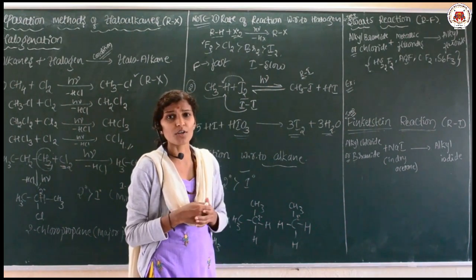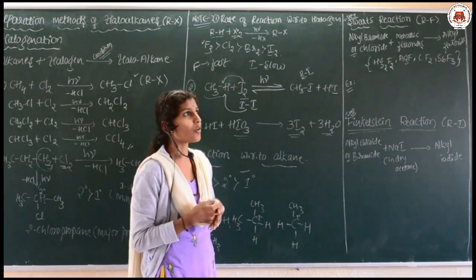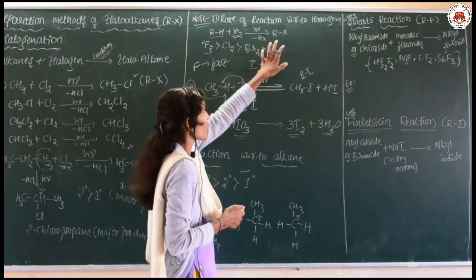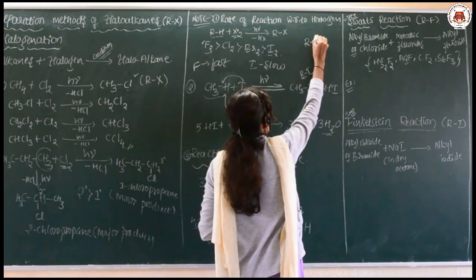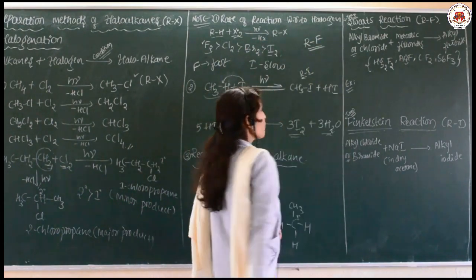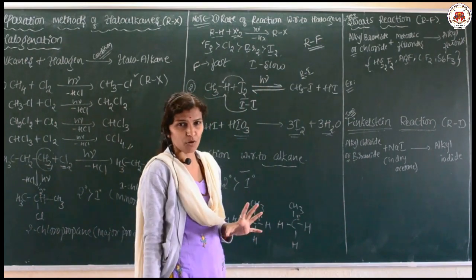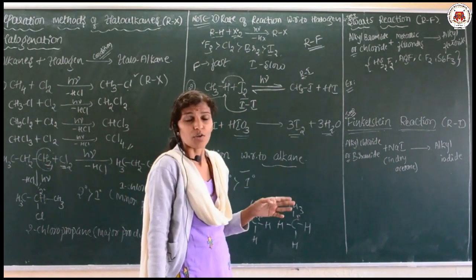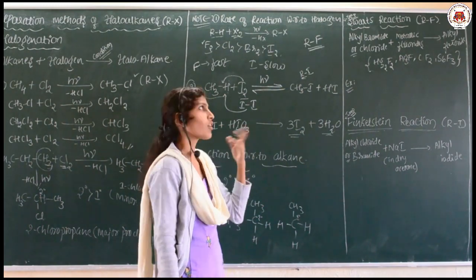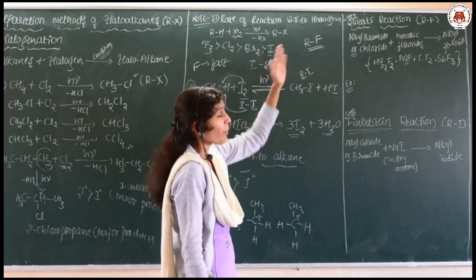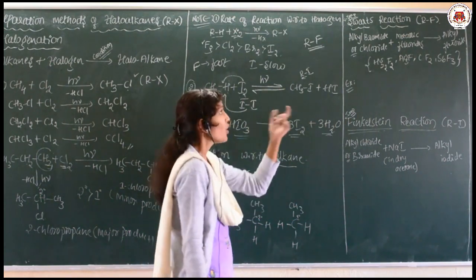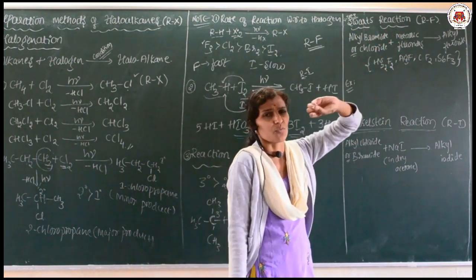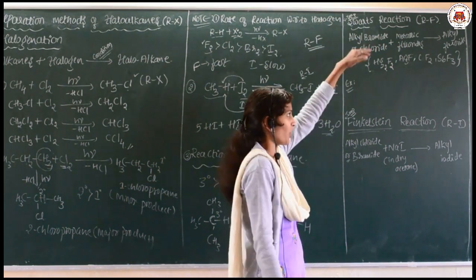So in order to control it, and in order to prepare RF compounds, we follow another method. Because fluorine is highly reactive and acts vigorously, we cannot control it. So to prepare RF type compounds, we go for the Swarts reaction. It is a very important reaction, and I will explain it here.